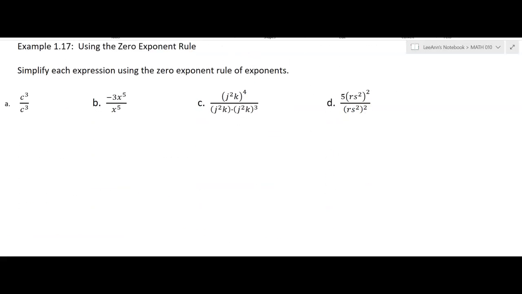So part A is kind of like the example I was just doing. c cubed over c cubed is 1. You can think about all the c's canceling, but it'd just be 1.